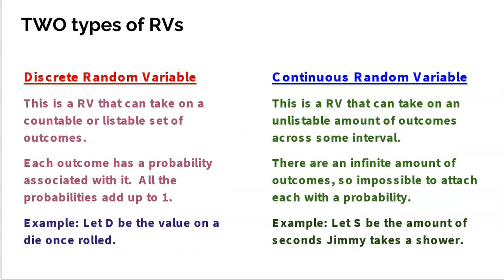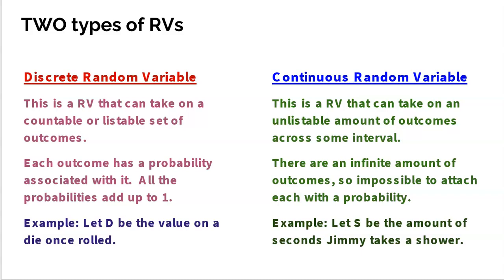So now we do have two very different types of random variables. They are both recognized as quantitative data, numerical based, but two different types. So we have a discrete random variable, and this is a random variable that can take on a countable or listable set of outcomes. Simply put, if you could make a list of all the different outcomes for your random variable, and they're typically going to be whole numbers, then you're looking at a discrete random variable. Each outcome has a probability associated with it, and all the probabilities have to add up to 1.